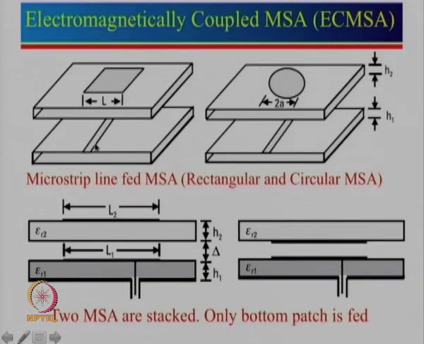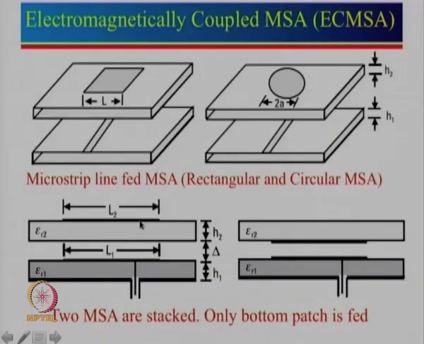Now, there is another possibility: instead of having a microstrip feed line, we can have one microstrip antenna here that is fed using, let us say, a coaxial feed, and we can have another patch on the substrate. The patch can be printed on the upper side or on the underside also. The basic idea here is that the bottom patch will resonate at one frequency and the top patch will resonate at some other frequency.